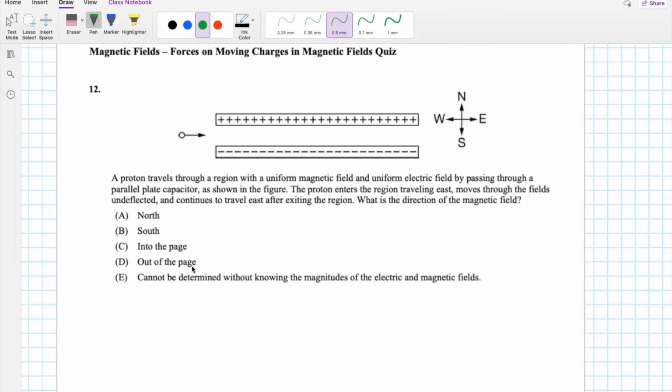A proton travels through a region with a uniform magnetic field and a uniform electric field passing through a parallel plate capacitor as shown in the figure. The proton enters the region traveling east, moves through the fields undeflected, and continues to travel east after exiting the region. What is the direction of the magnetic field?